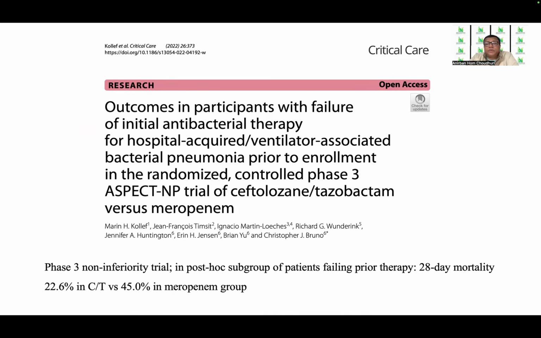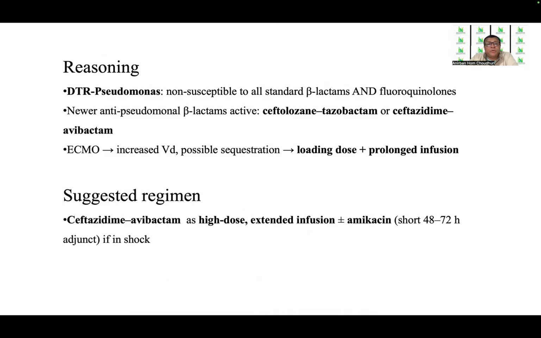Again, if we go into most of the trials, then we pick the best possible explanation. So this one is a combination with ceftolozane-tazobactam, although it is not available currently in India, but we have ceftazidime-avibactam. This is the ASPECT-NP trial, a phase 3 non-inferiority trial, in a post-hoc subgroup of patients who had failed prior therapy. In that group, the 28-day mortality with ceftolozane-tazobactam was 22.6% as opposed to 45% in the meropenem group. So it responded much better than meropenem.